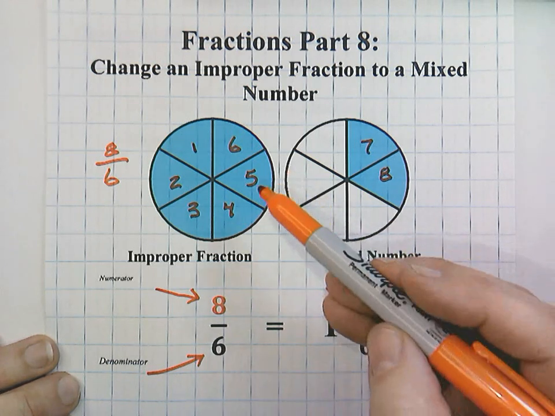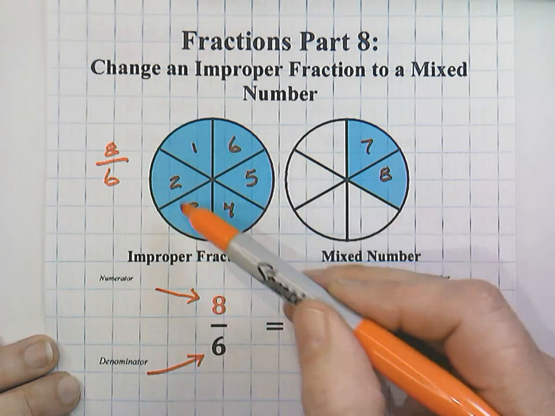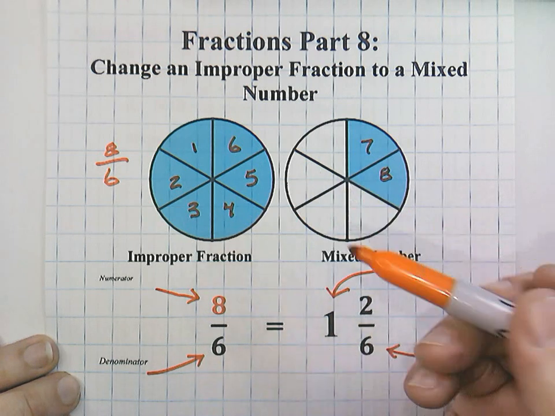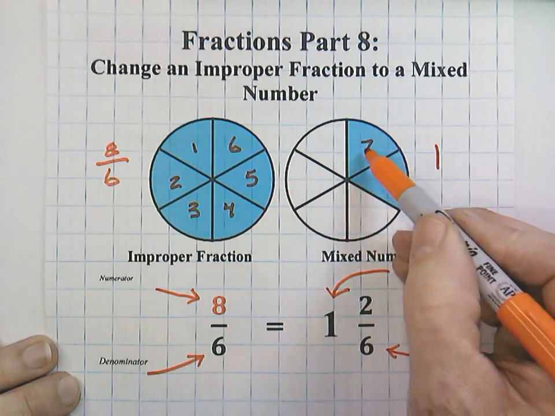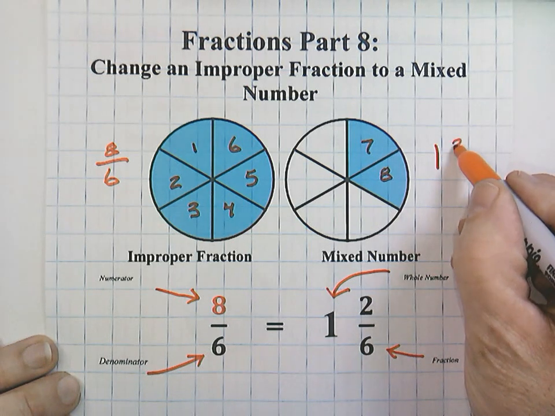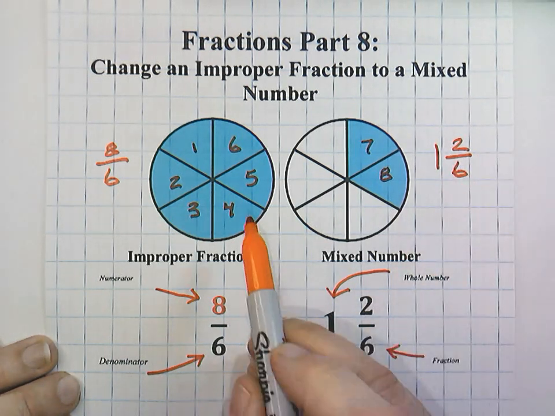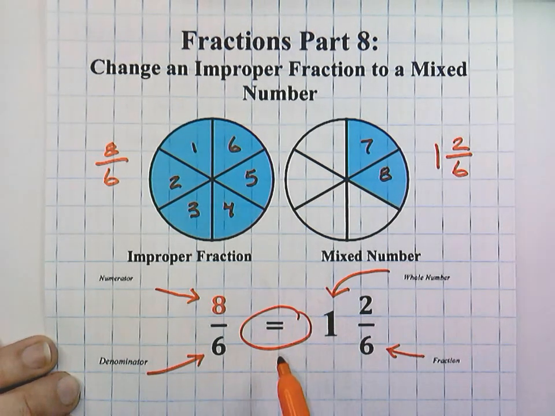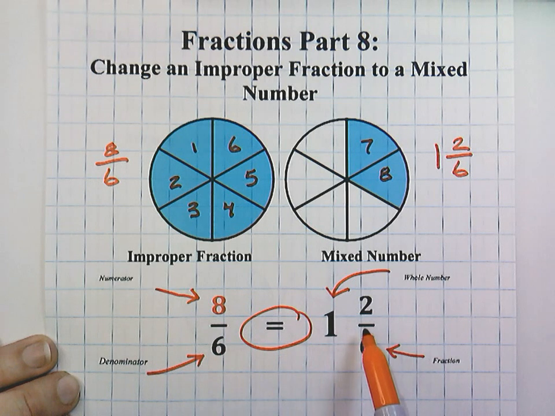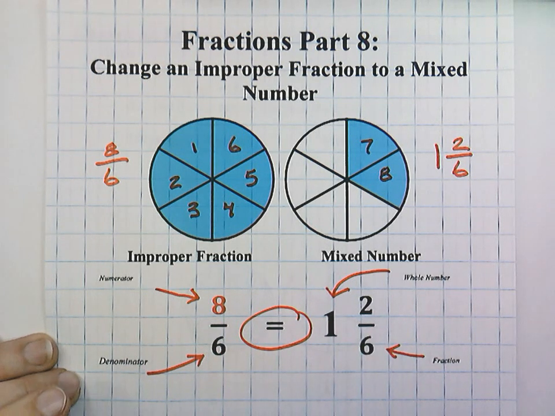Another person would look at this and say, well, that's really 1 whole. And they would be correct also. And they say, well, it's 1 whole, but this one over here is just 2 pieces, or in other words, 2/6. But notice that they are equal. Our job today is to figure out how to do this mathematically to make 8/6 into a mixed number of 1 and 2/6.